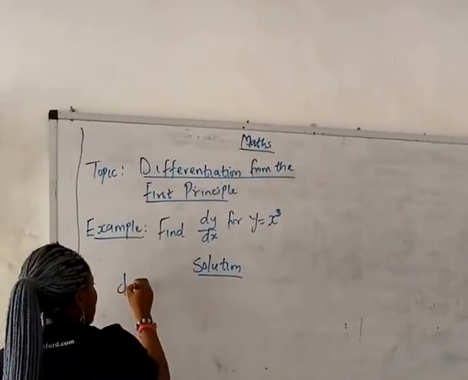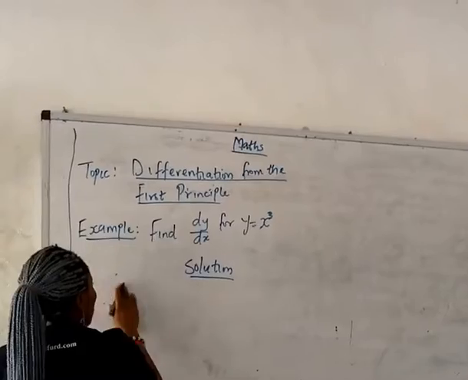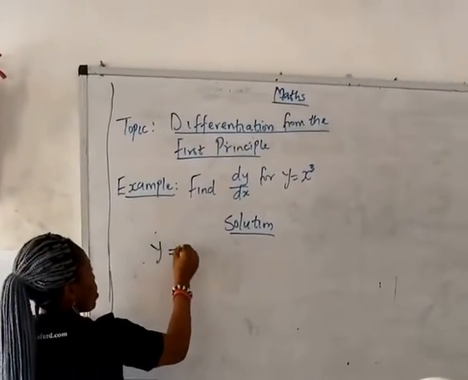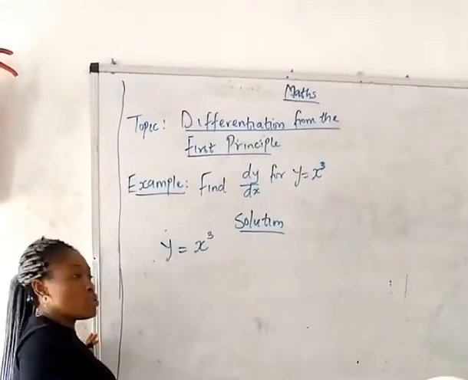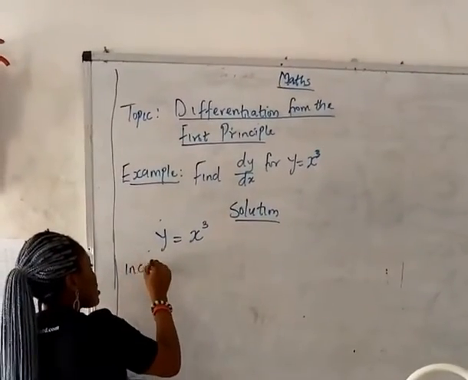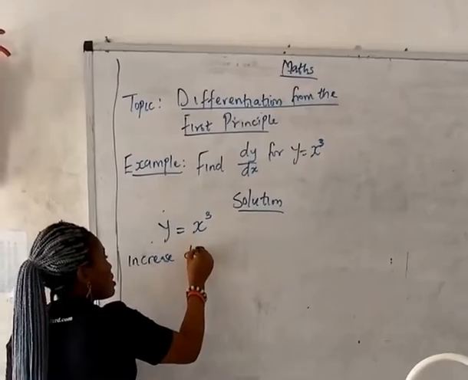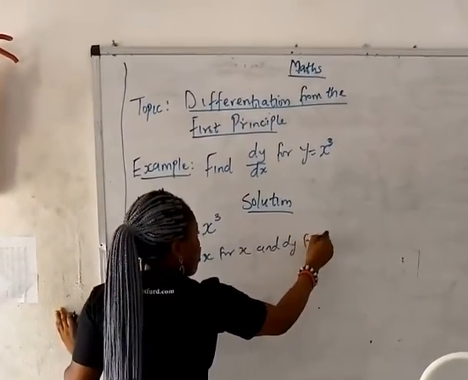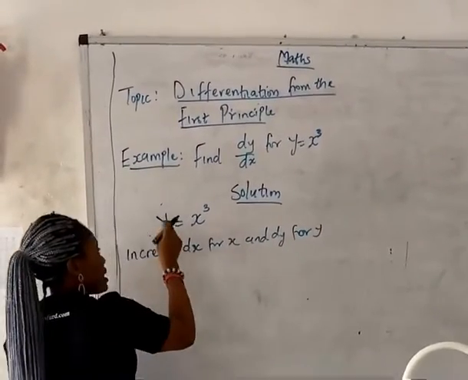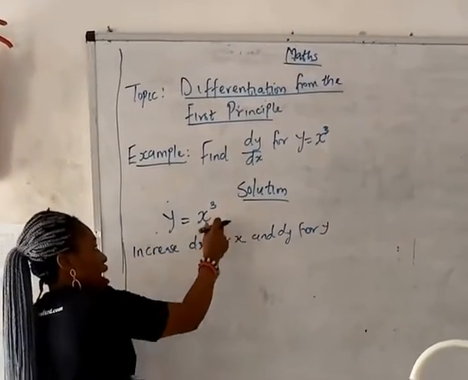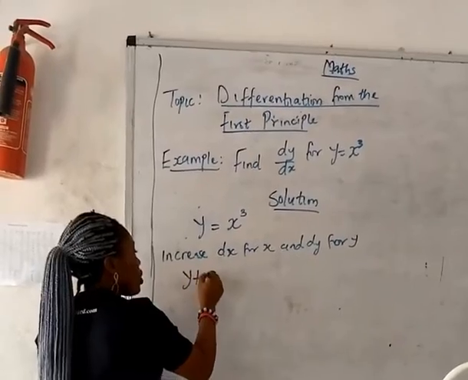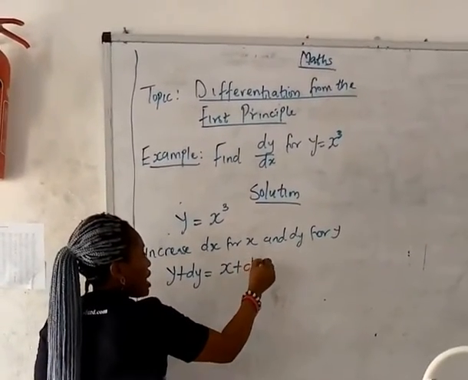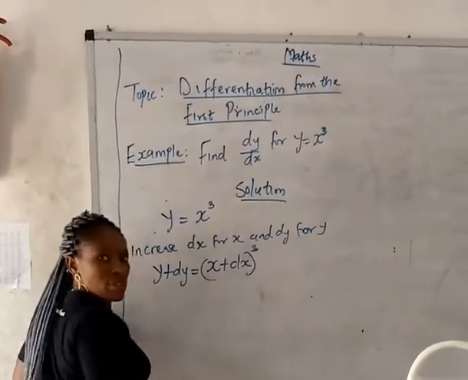We should solve for dy/dx for y equals x raised to the power 3. So y is equal to x raised to the power 3. And what you do now, you increase the x by dx and the y by dy. That is to say, you're going to add dy to y and add dx to x. So you're having y plus dy is equal to (x plus dx) raised to the power of 3.